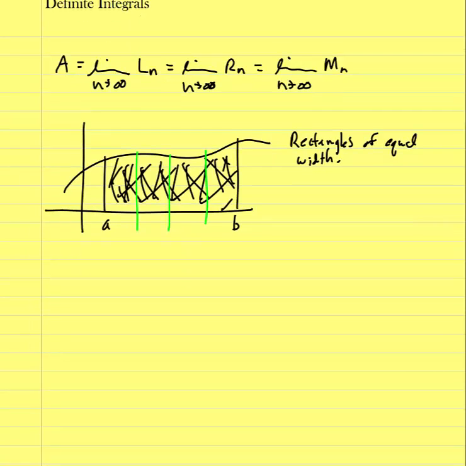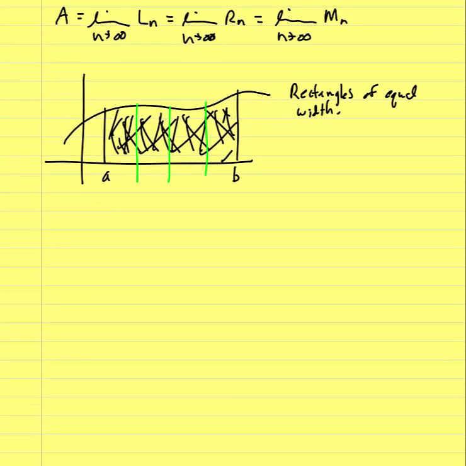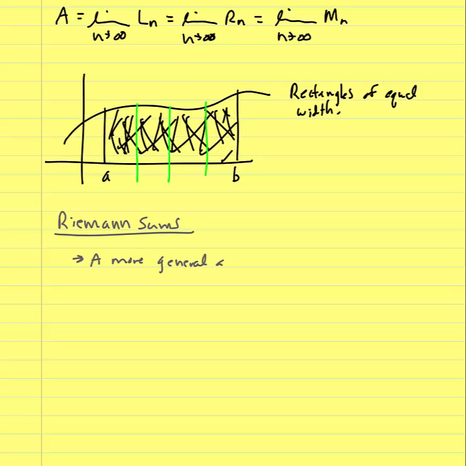What we're going to look at now is the idea of Riemann sums. Now, Riemann was a mathematician, and he came up with this idea of Riemann sums, which is a more general approximation to area. We don't have to have all the constraints that we had in the previous section. So with this more general approximation to area, the rectangles do not have to be of equal width. They can be, but they don't have to be.